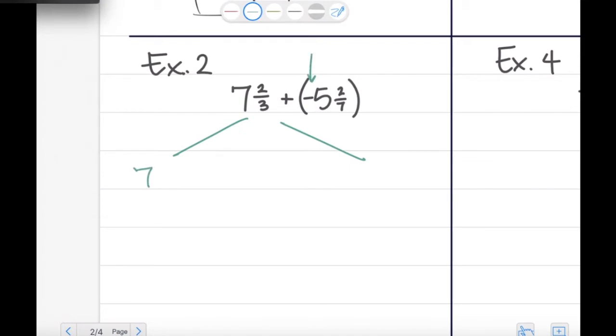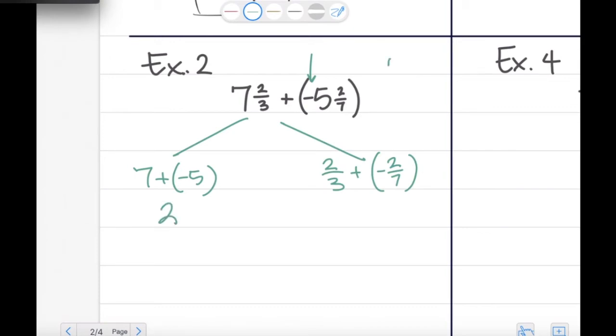So we're going to do 7 plus negative 5, and then the 2/3. It's not going to be 2/3 plus 2/7. It's going to be plus negative 2/7. So keep in mind, if that second number is negative, both the whole number and the fraction are going to be negative. So let's do 7 plus negative 5. That gives us a 2.